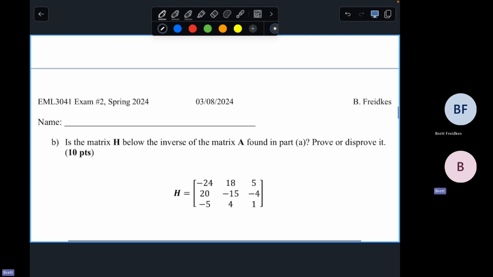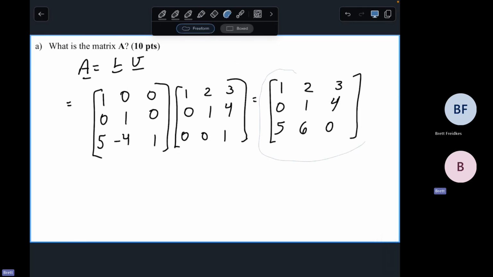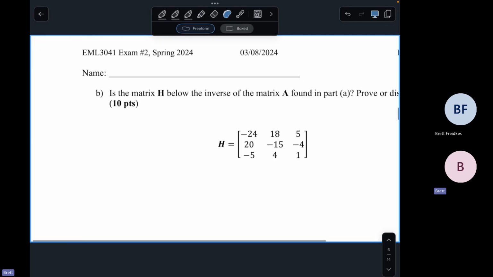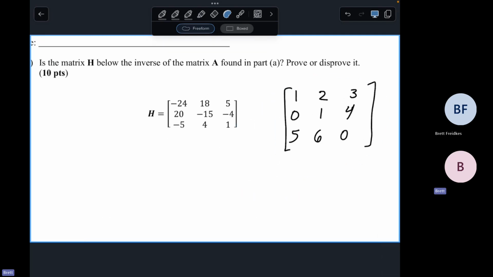Right. So this is our answer for part A. If you come to part B, it says, is the matrix H below the inverse of the matrix we found here? Prove it. How do you think we do that? There's a few ways of doing it. There's an easy way and a hard way. What's the easy way? That's what I was hoping people would do. A lot of people tried the hard way, which became a real pain. They wasted a lot of time.